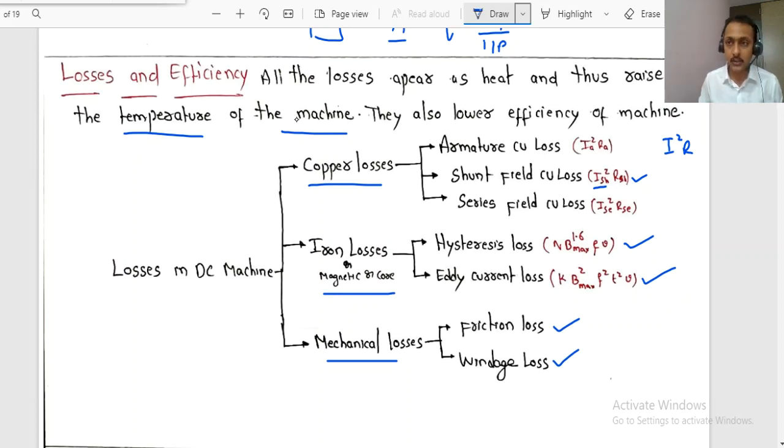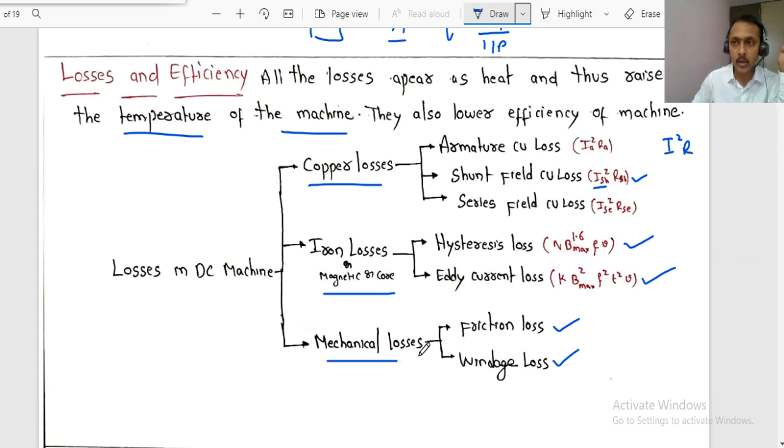And the hysteresis loss is given by eta times B max to the power 1.6 times F times V. And eddy current loss is given by some constant K times B max squared F squared T squared V. Clear? So these copper losses are mainly due to the resistance of the windings and the current flow, and the hysteresis loss and eddy current losses we will discuss now.